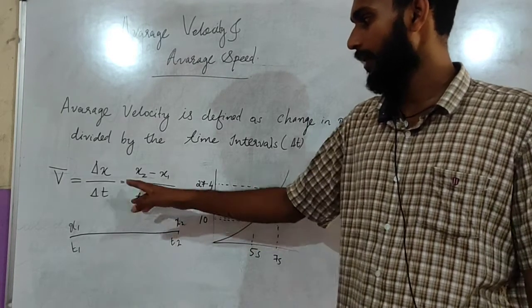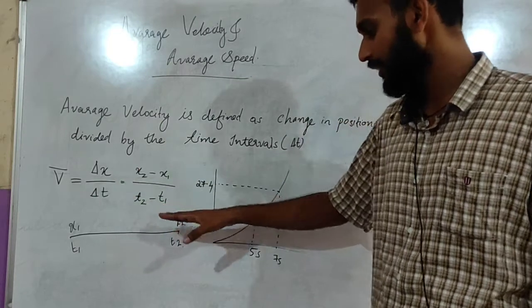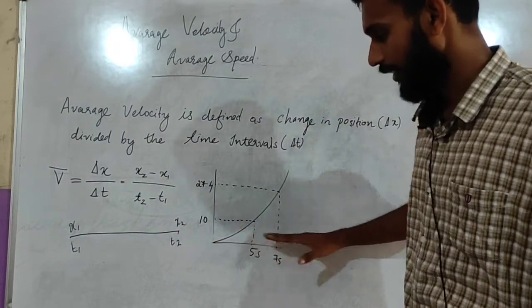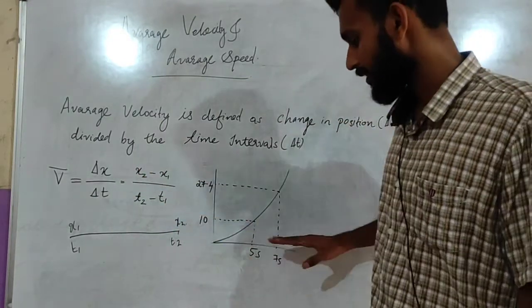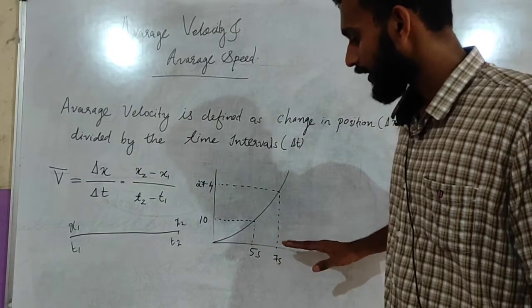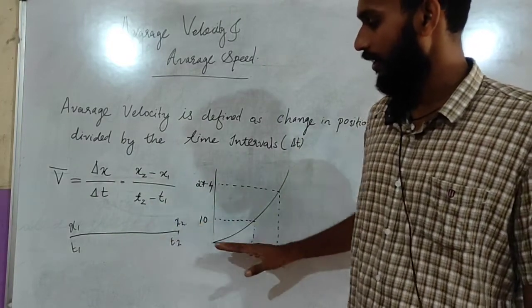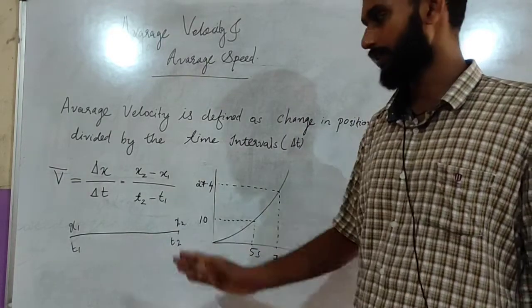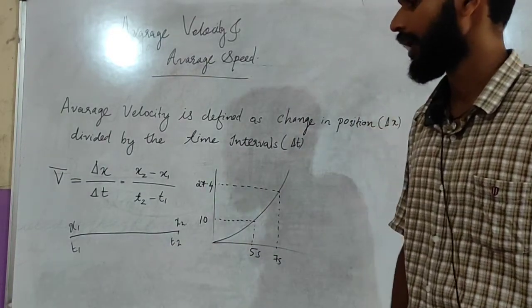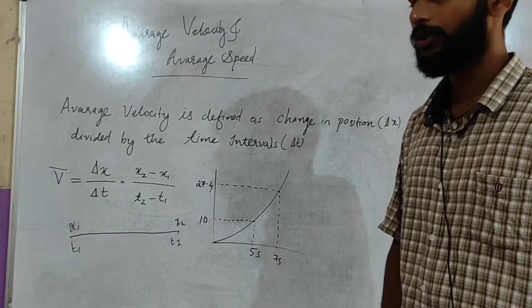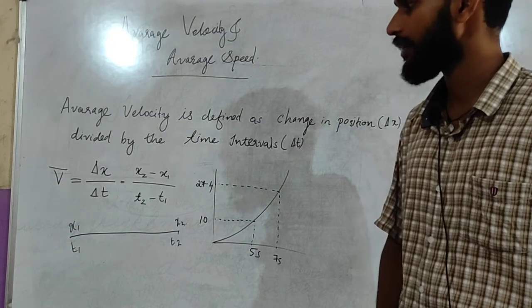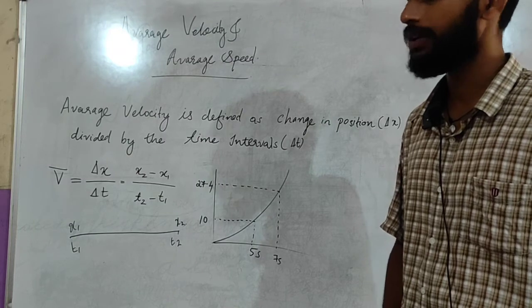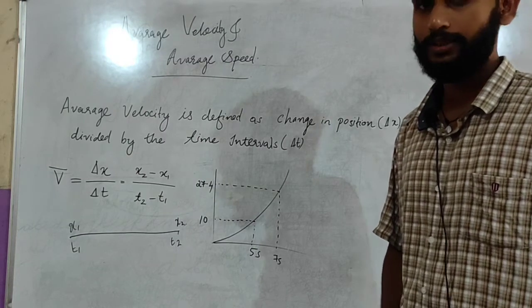As well, for x2 minus x1, if it is positive, that means it is increasing in the direction of the x axis. And if it is negative, then the value is decreasing in the negative x axis direction, from right to left. So average velocity is a vector quantity, it is having direction as well as magnitude.